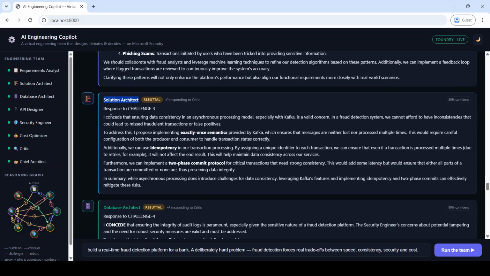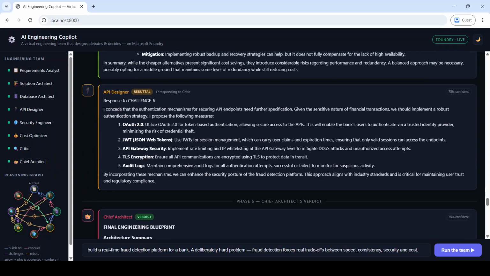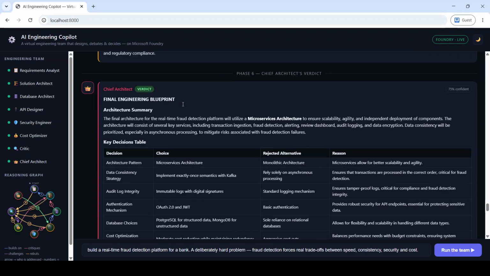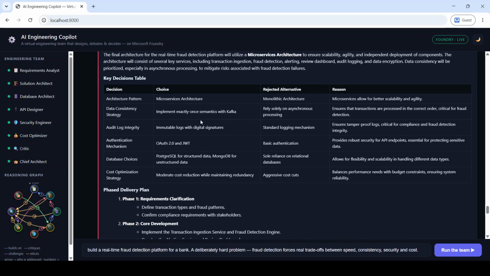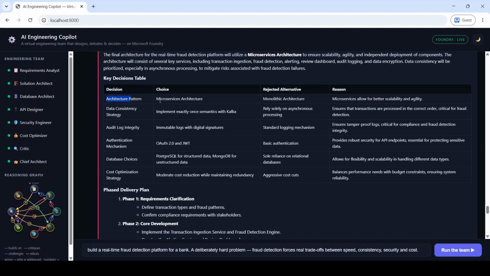So you can see here the solution architect responds to this challenge and each agent again responded, okay? And finally the cost agent also responded, the API designer also responded. Okay, it said that OAuth 2.0, I'll implement OAuth 2 and JWT with an API gateway. Then finally the chief architect is agreeing to the plan of all the agents. The decision: architecture pattern microservices, rejected the alternative. The reasons: better scalability, immutable log, you can see the audit log integrity and authentication choice. So these are the best choices we are going to implement.